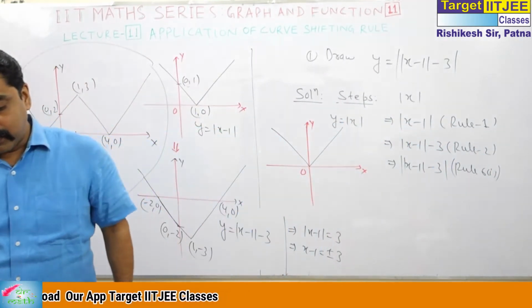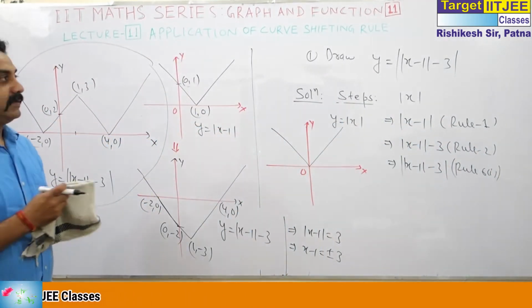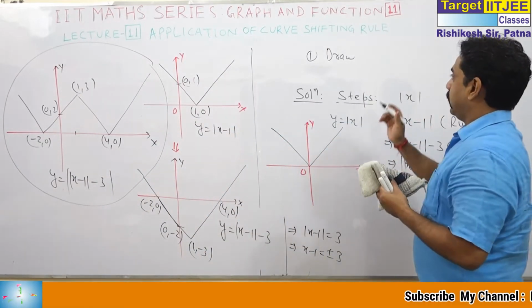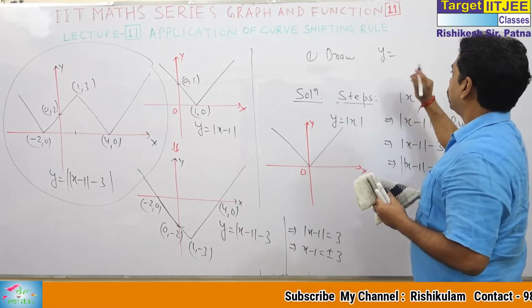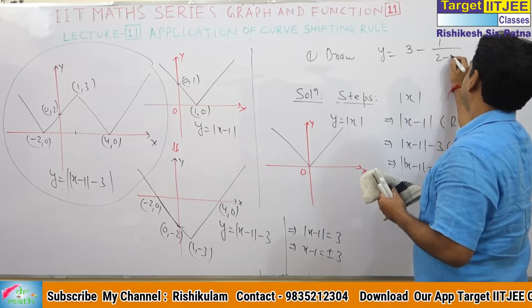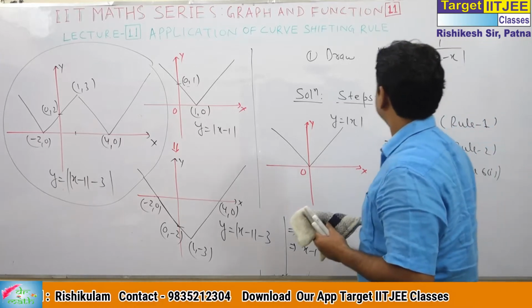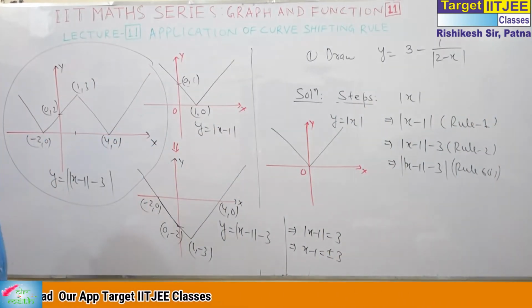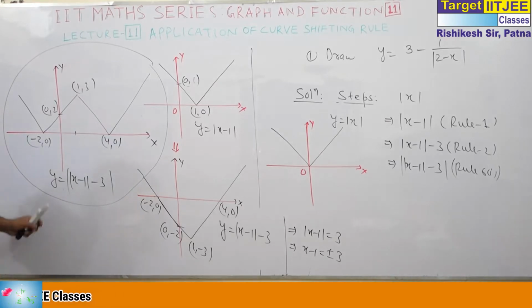Now, let me come to the next graph. Draw the graph number 2: y is equal to 3 minus 1 by modulus of 2 minus x. The graph is like this. Now, make a pause and copy.